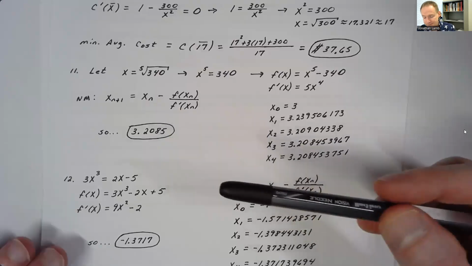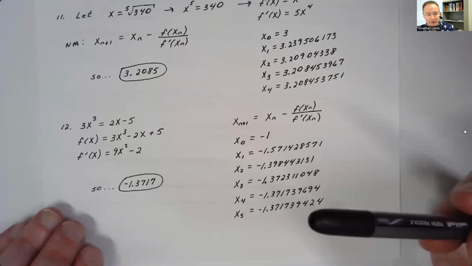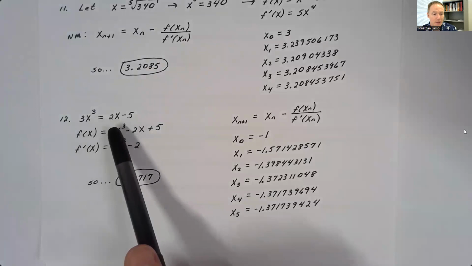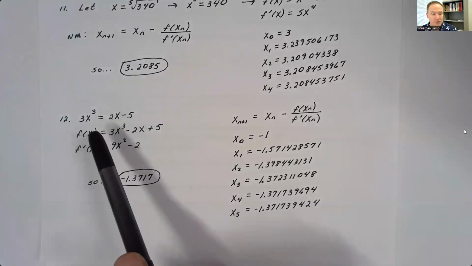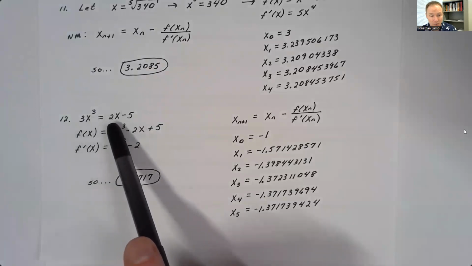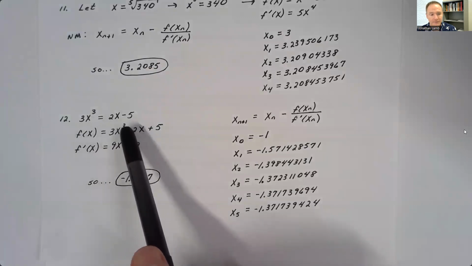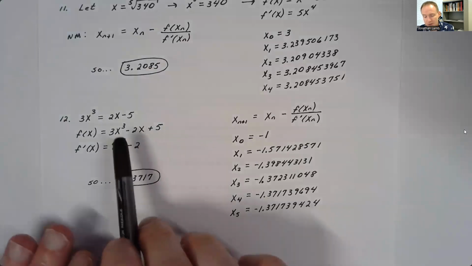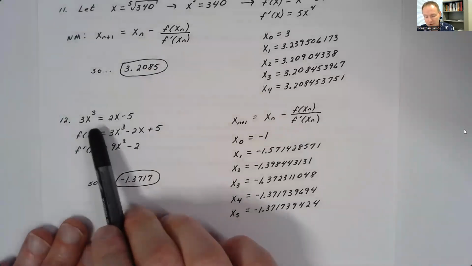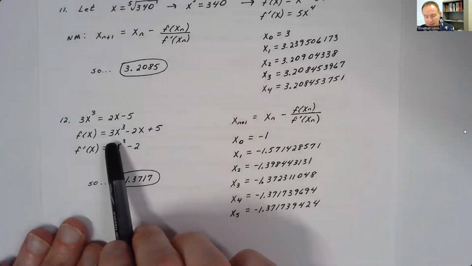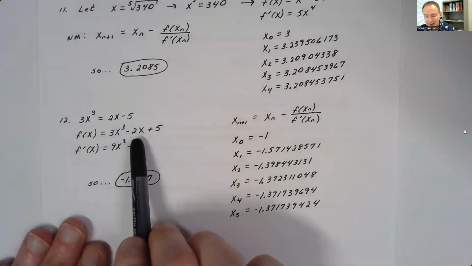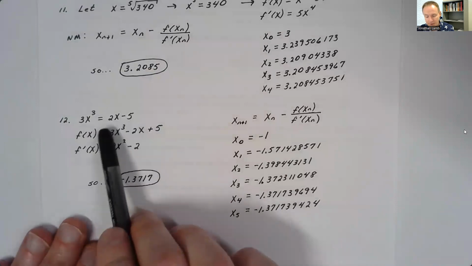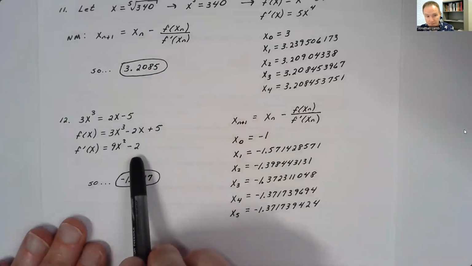Now for the next one, I give you a function, in this case, 3x cubed is equal to 2x minus 5. F of x always has to be the function set equal to 0. So that's why I went ahead and pulled these terms over with the 3x cubed and said, let's let f of x equal 3x cubed minus 2x plus 5. And then the derivative of that expression would be 9x squared minus 2.